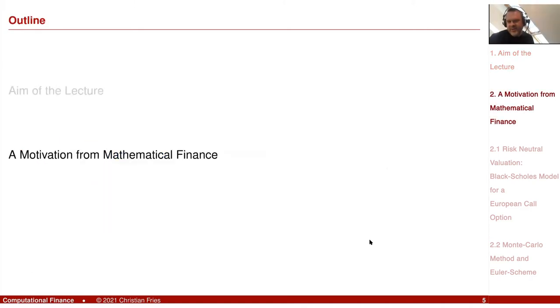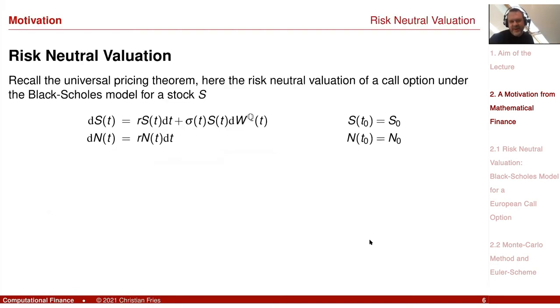Let me finish this motivation using a very classical motivation here from mathematical finance. So you maybe know the classical Black-Scholes model for a stock. So there's the Black-Scholes model for a stock here. So this is here a stochastic differential equation, so an SDE, that is describing the dynamic of the stock as a function of time.